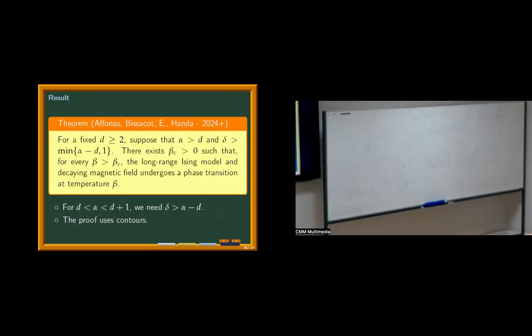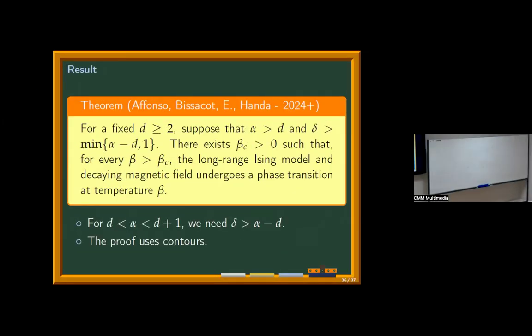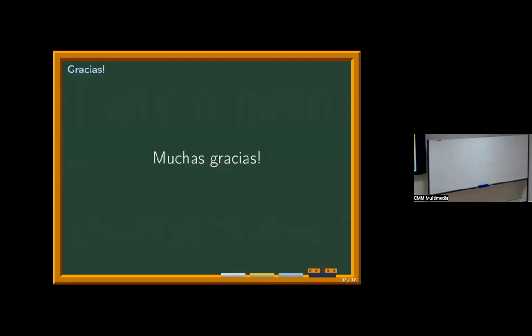And that's just the theorem of what we show in the picture. So this means that for any delta larger than this value, there is a phase transition at low temperature. In other words, if you restrict alpha to be between d and d plus one, we have that condition, exactly the condition from the heuristic arguments. And the proof of this theorem is by using Peierls arguments, contour arguments. And that is what I wanted to talk about. Thank you very much.